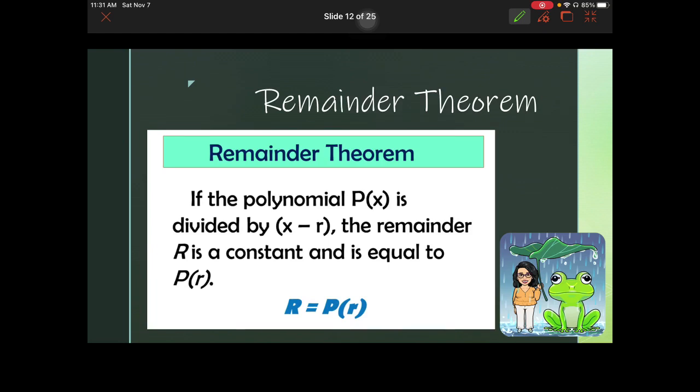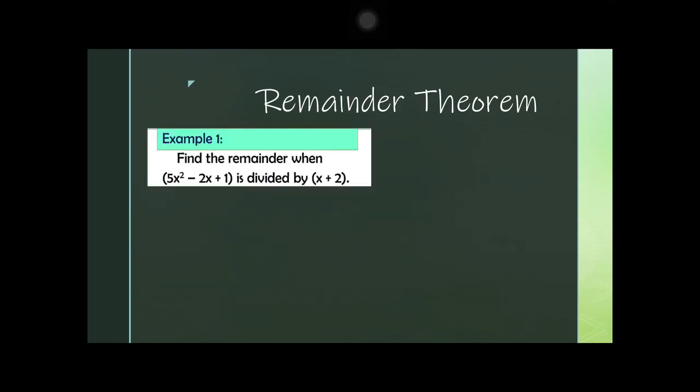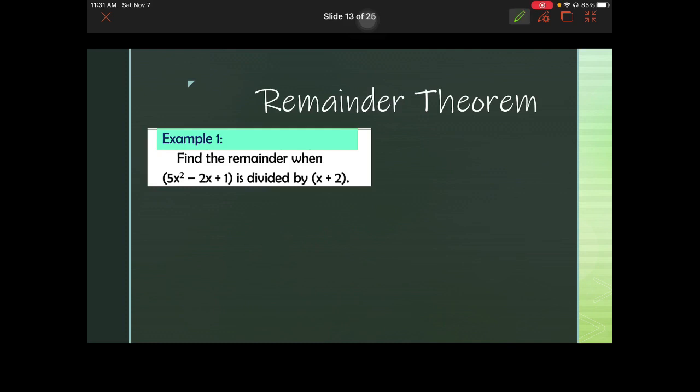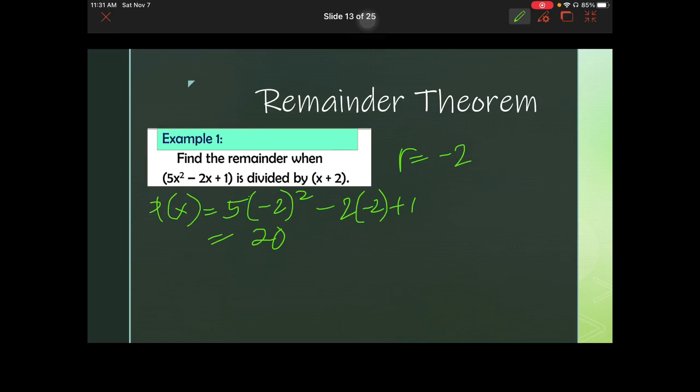Okay? So, what we can do is, let's try it out. We have here, find the remainder when 5x squared minus 2x plus 1 is divided by x plus 2. So, ang r po natin, as usual, ay inverted. Tayo po ay mayroong negative 2. And then, isa-substitute lang po natin yan sa ating polynomial expression. So, makakaroon tayo ng 5, negative 2 squared minus 2 times negative 2 plus 1. 2 squared is 4. This will be 20. This will be plus 4 plus 1. Ang makukuha po natin dapat ay 25.